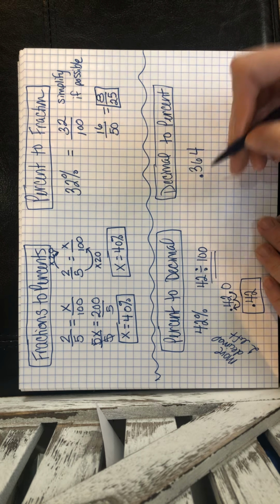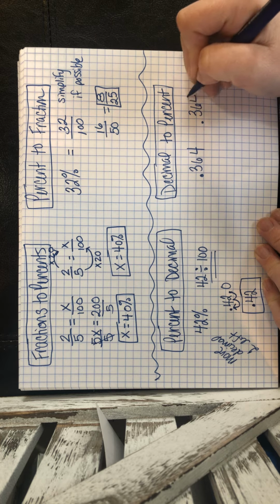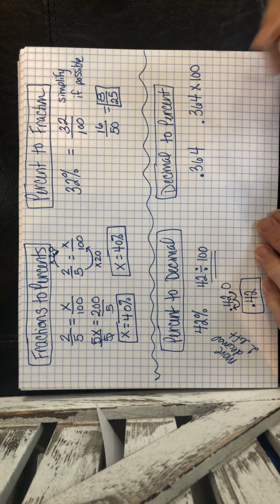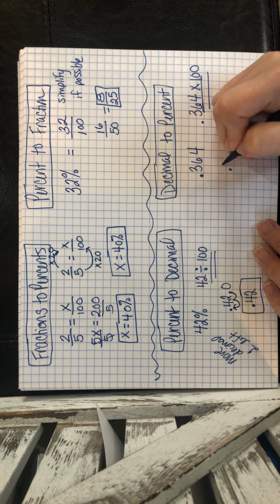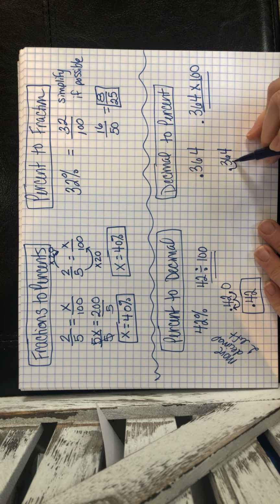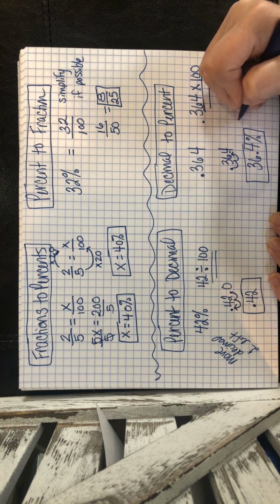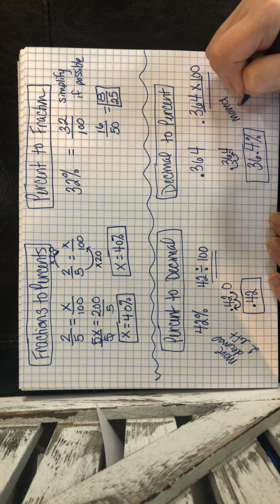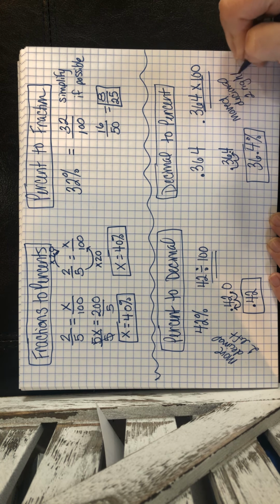0.364. So if we want this as a percent, we're basically going to take 0.364 and multiply it by 100. So that's one way you can do it. Multiplying by 100 means that we just move our decimal point 2 places, this time to the right, and you put your new decimal point in. So that gives us 36.4%. So in this case, we moved the decimal to the right.